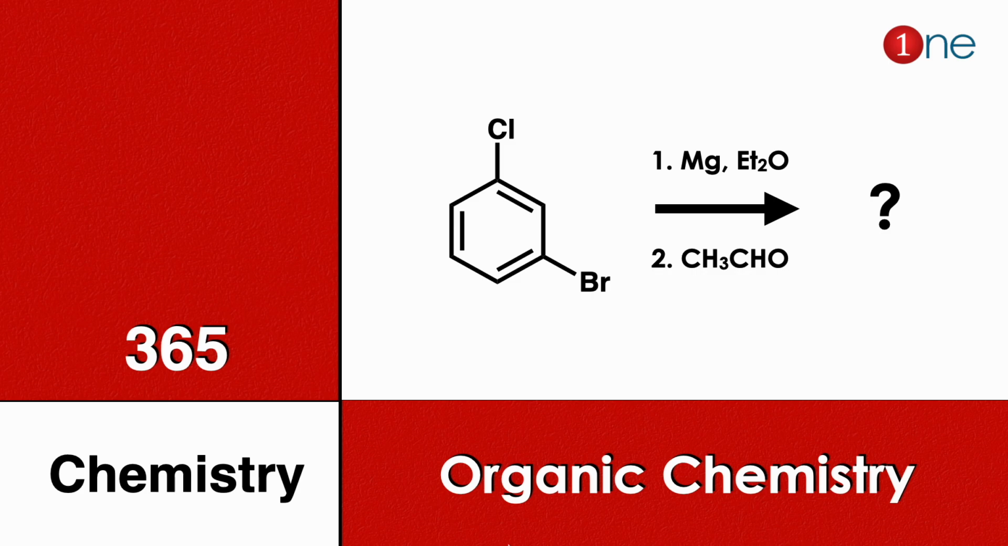Organic chemistry questions for you. Here you have dihalobenzene, chlorine and bromine in the meta position. You are reacting with magnesium and ether and you are using acetaldehyde. You should find what will be the final product.